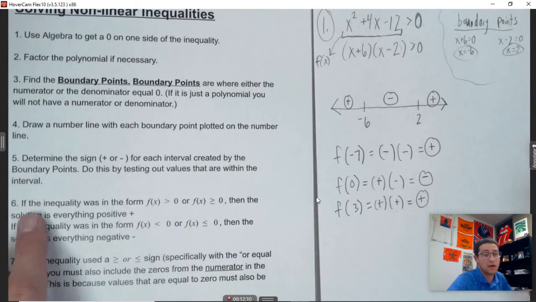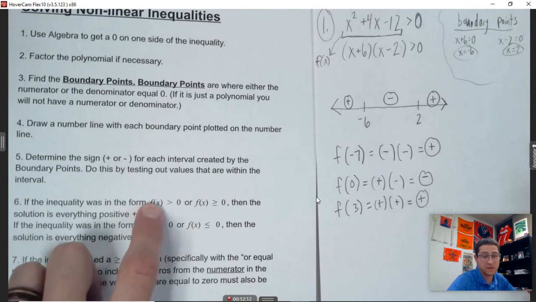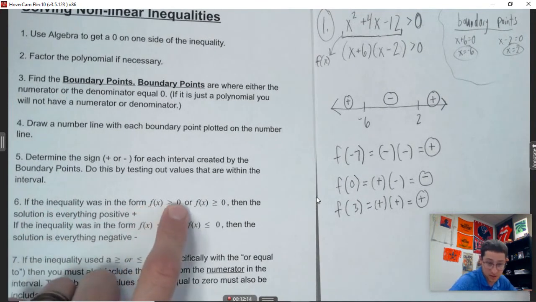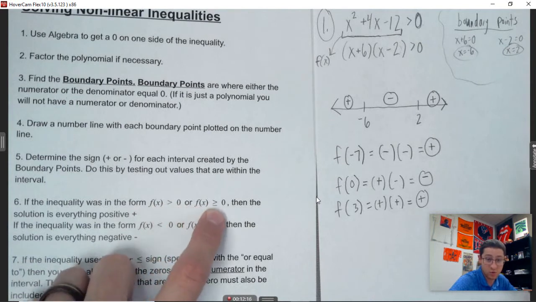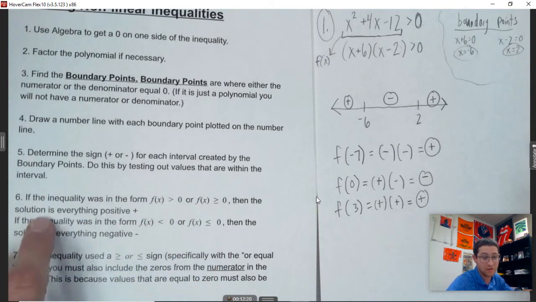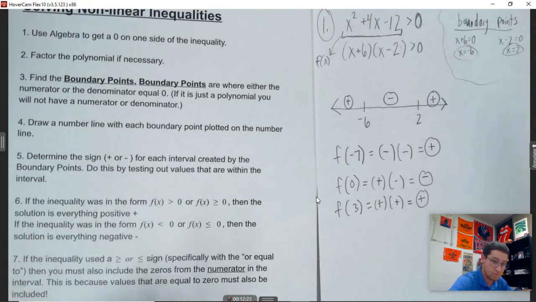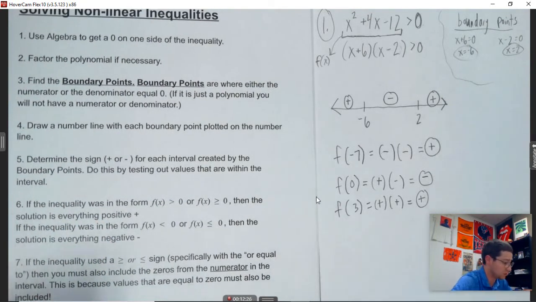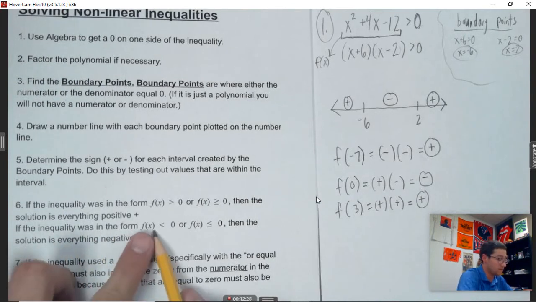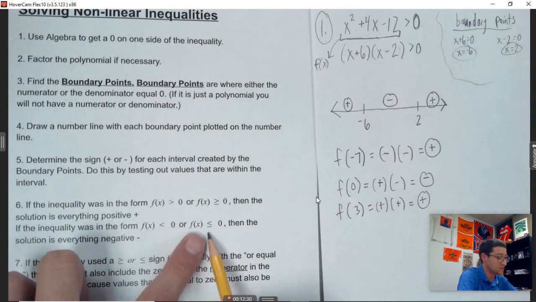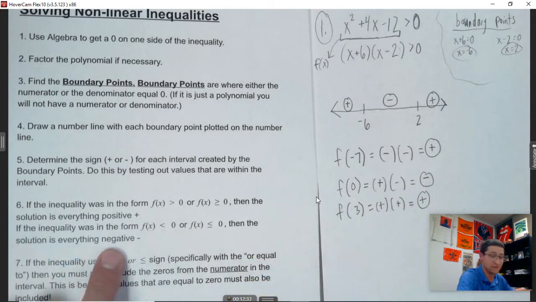Step 6. If the inequality was in the form f of x is greater than 0, or f of x is greater than or equal to 0, then the solution is everything positive. Cool. Let's go ahead and read the next one first, and then we'll determine which one we have. If the inequality was in the form f of x is less than 0, or f of x is less than or equal to 0, then the solution is everything negative.